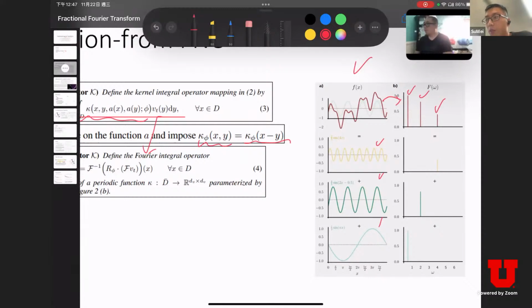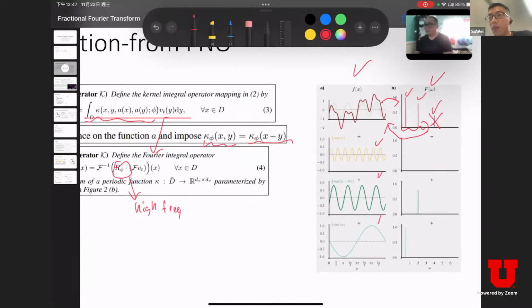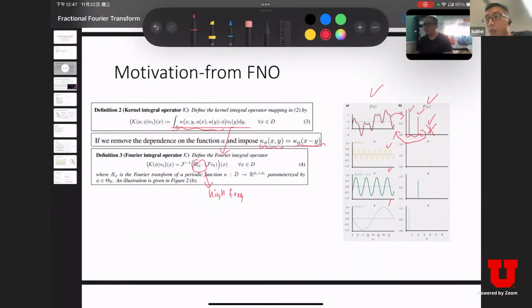So in the Fourier transform, in FNO, they decide to use a kind of filter to filter out the high frequency, which means they get rid of the data in high frequency and just keep the lower frequency data, and transform back to the time domain to get the real data they want without any noise. So this is what FNO did.